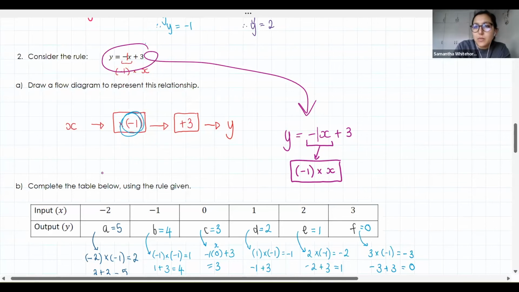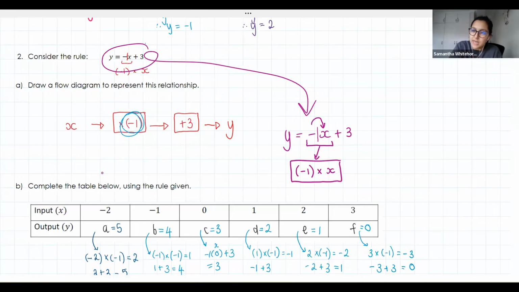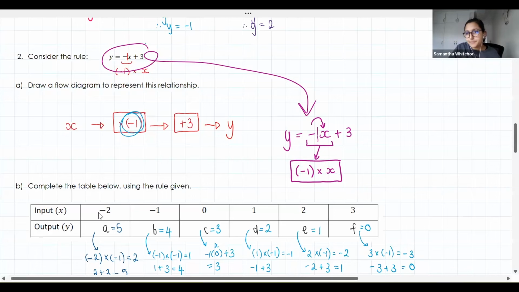Once we have that, then we can subtract or add or whatever. But in this case, this -1 is being multiplied with the x. And that's because it is a coefficient to the x. So anytime we have a coefficient, we are multiplying. Yes, okay, I hope that makes sense.